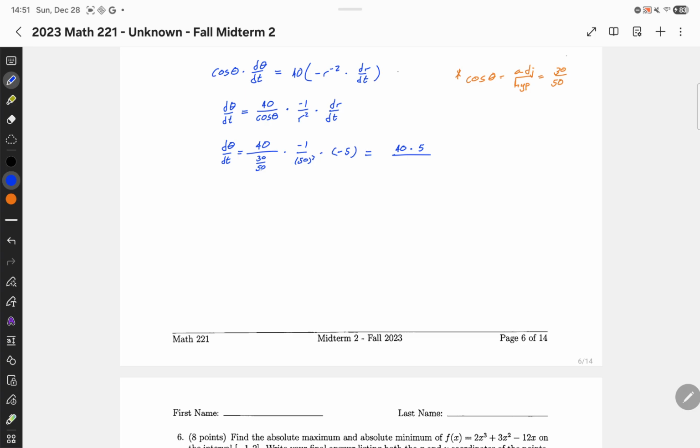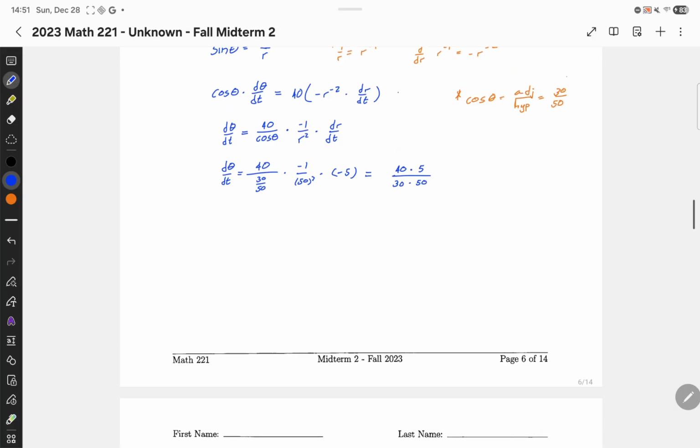Then on the bottom here, this 50 is going to cancel one of these 50s. So we're left with 30 times 50, just like this. So now let's go ahead and cancel out one of these zeros, right, because you can imagine factoring out a 10. And let's cancel out this 5 and this 5 right here. And we're left with 4 over 30, or this is also 2 over 15. And this is going to be in radians per second.